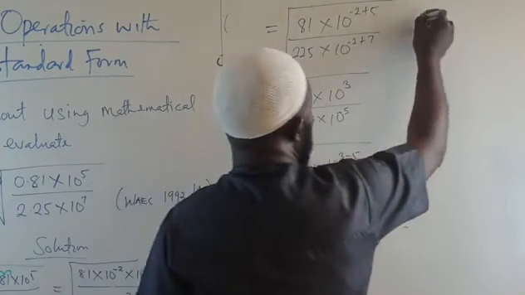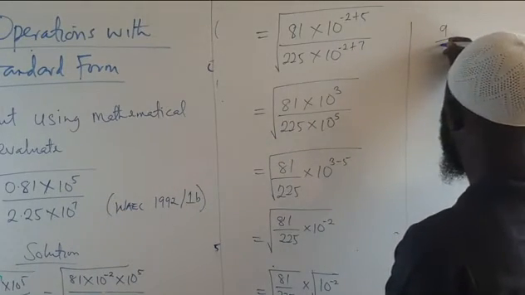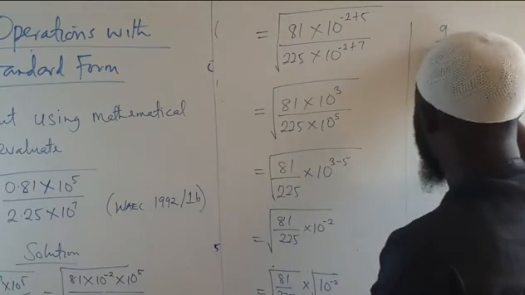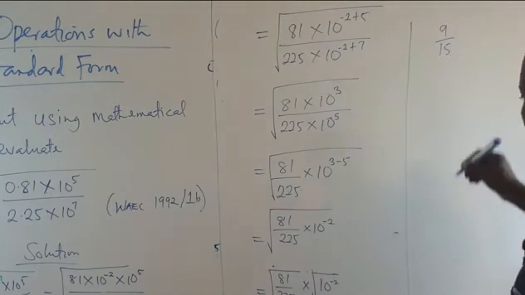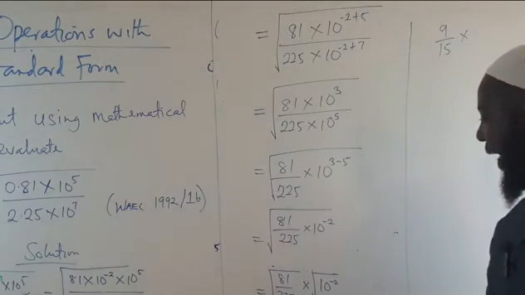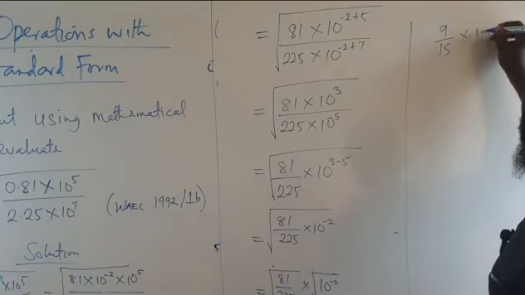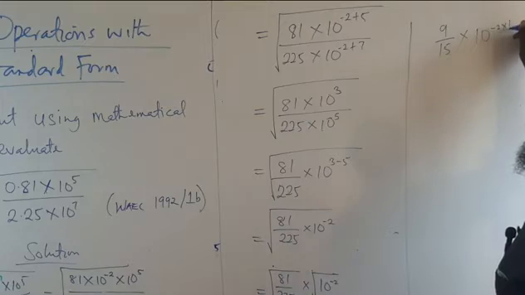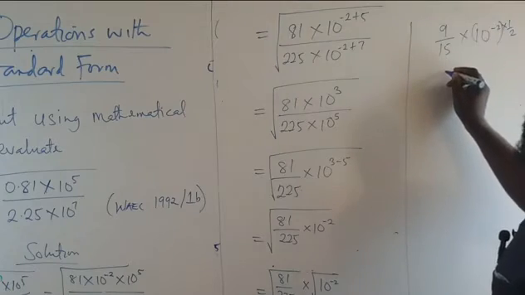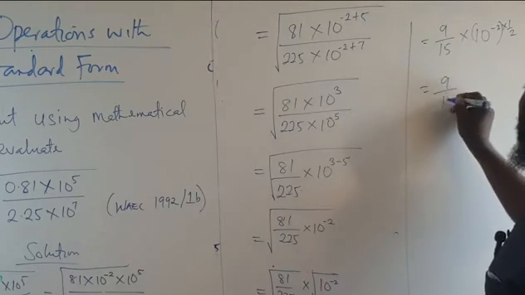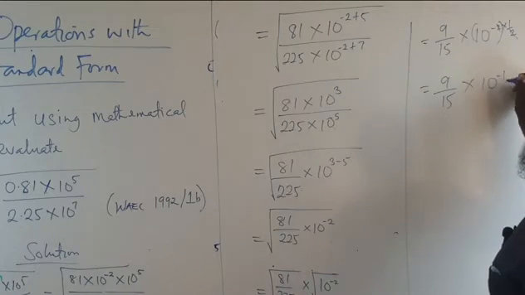So this will give us 9 divided by what? 15. 9 divided by 15. So square root of 225 is 15, right? Multiplied by, now I can change this one to this square root. So it will then give me 10 raised to the power minus 2 multiplied by what? Half. So we multiply by half. So that gives me 9 divided by 15 multiplied by 10 raised to the power 2 cancel 2. That will be what? Minus 1.